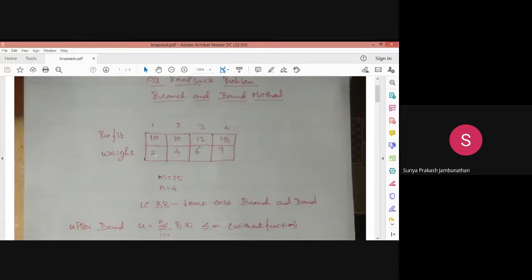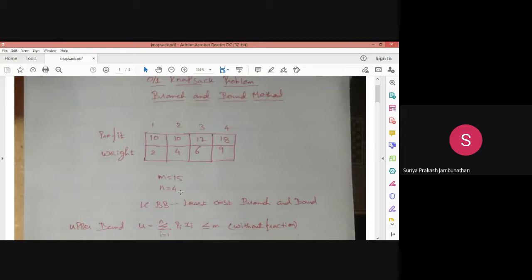The weight of the first object is 2, the weight of the second object is 4, the weight of the third object is 3, and the weight of the fourth object is 9. The capacity of the knapsack is 15, and the number of objects is 4. So these are the parameters we have: m is equal to 15 and n is equal to 4.